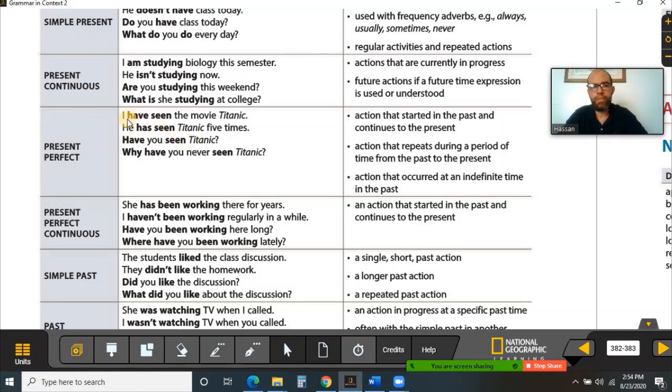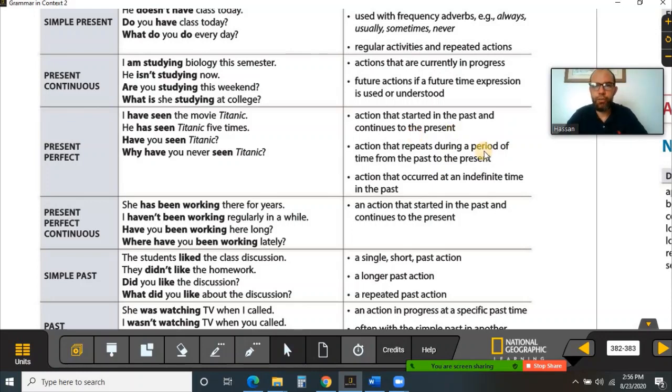And remember that have goes with plural subjects and has goes with singular subjects. I have, okay, we have, he has. Plural subjects take have and singular subjects take has. And in the question, we just do inversion. Have you, has she, have they, have the students, has your mother, has your father, plus the rest of the sentence. Now, let's talk about the usage.